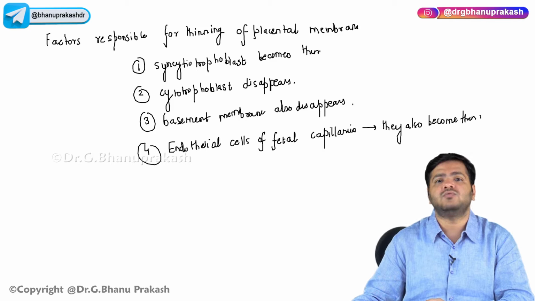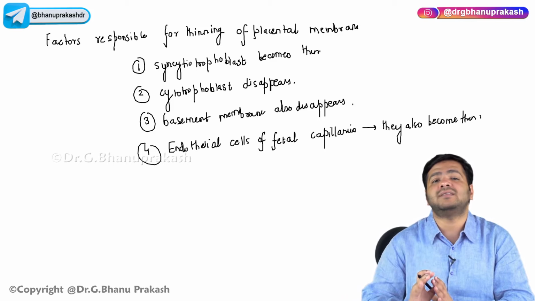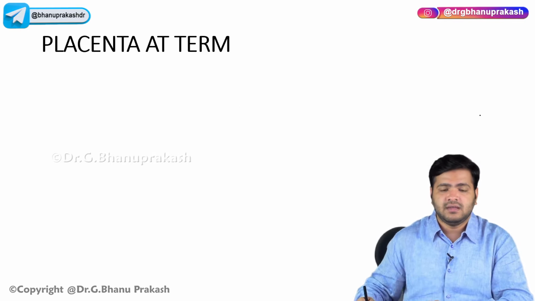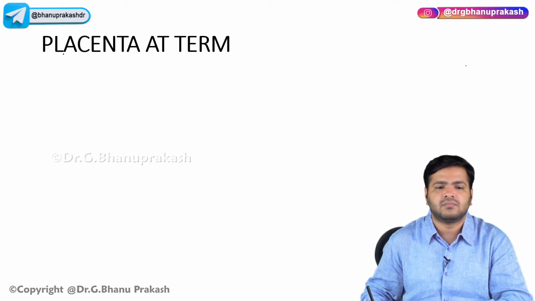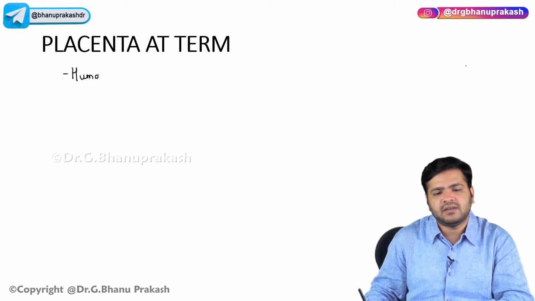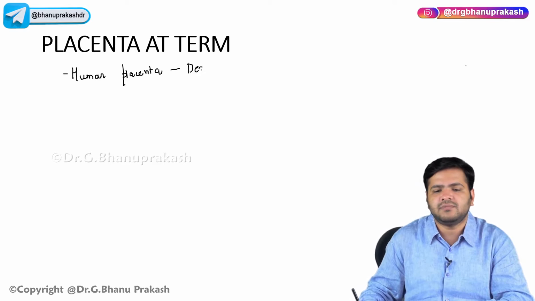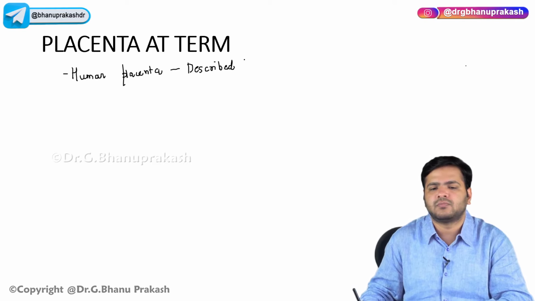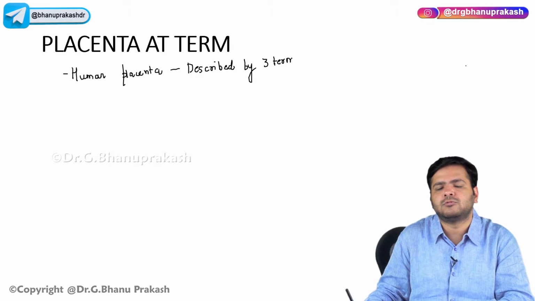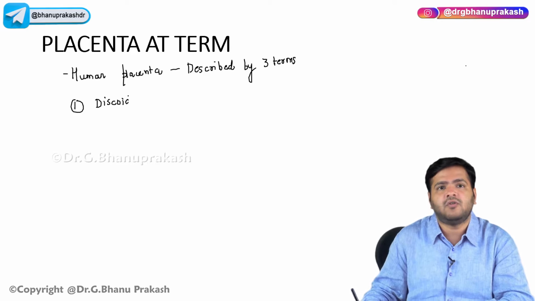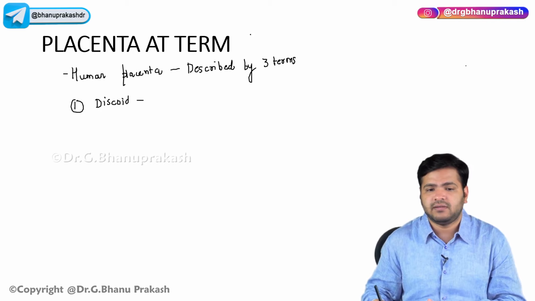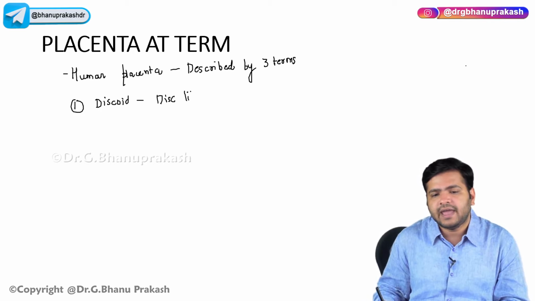Now, coming on to the placenta at term. Remember, the human placenta is described by three terms. The first one is discoid. When I say discoid, it means disc-like in shape.